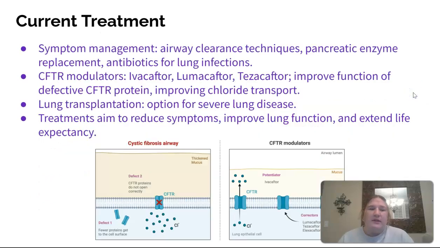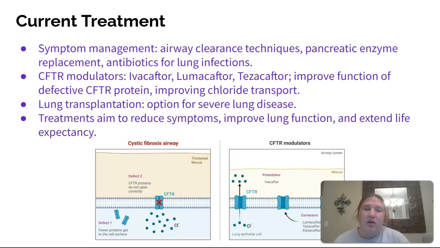Okay, some current treatments. So there's symptom management, airway clearance techniques, pancreatic enzyme replacement, and antibiotics for lung infections. These are kind of just band-aids. They don't actually cure cystic fibrosis. They don't actually help change anything about the gene or the protein. It's just kind of putting a band-aid on the symptoms, so helping the patient to breathe better, helping their pancreas to function better, stuff like that.